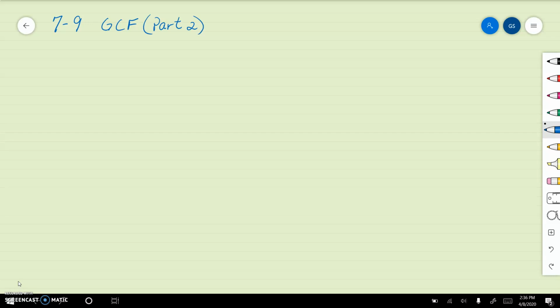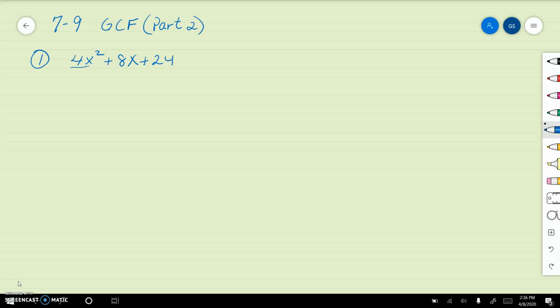We did one like this. This is what we've done before. 4x squared plus 8x plus 24. So the key to this is GCF. What GCF is, greatest common factor, is actually the largest number that will divide evenly into each term. Again, it's the largest number that will divide evenly into each term.